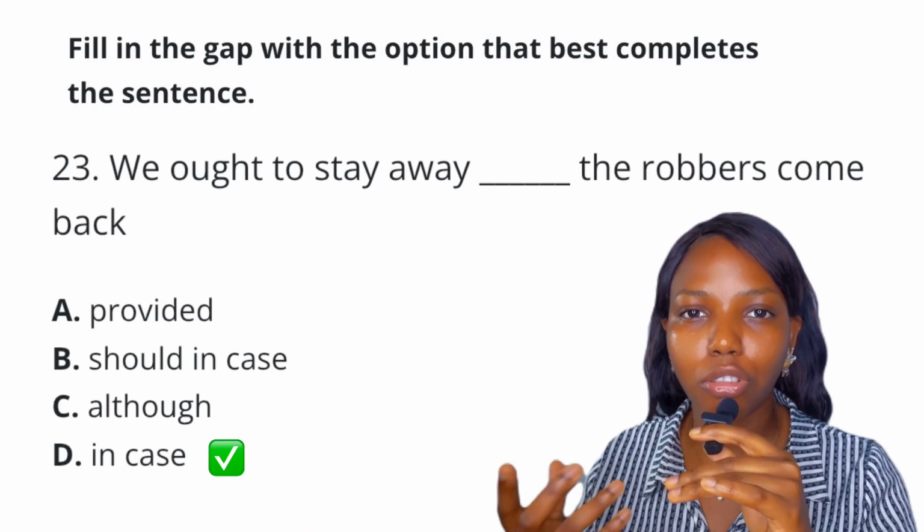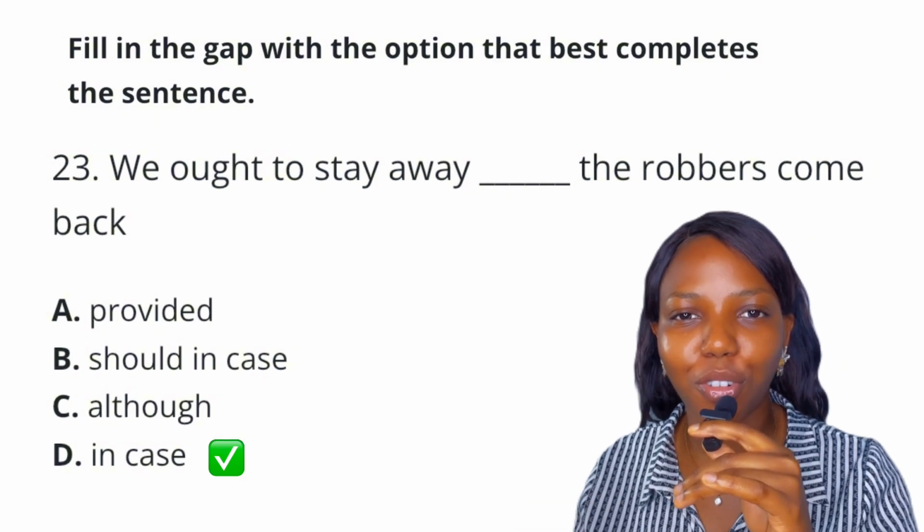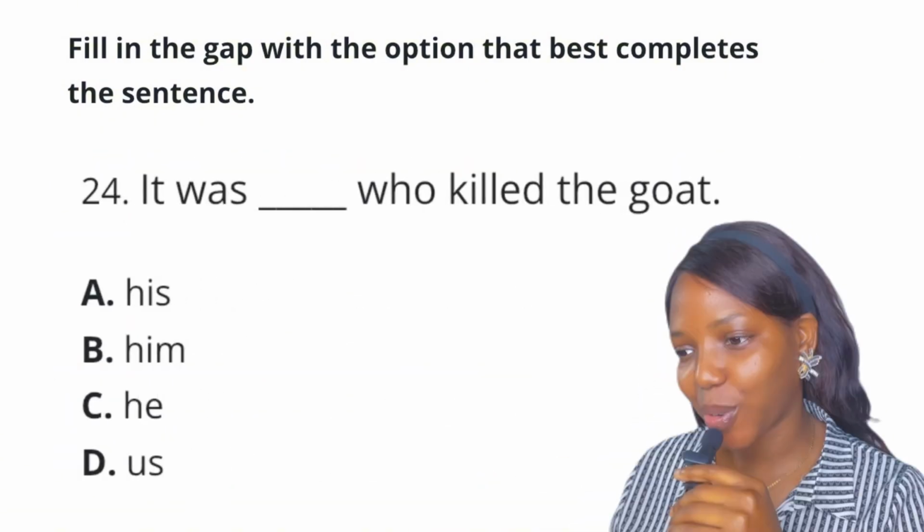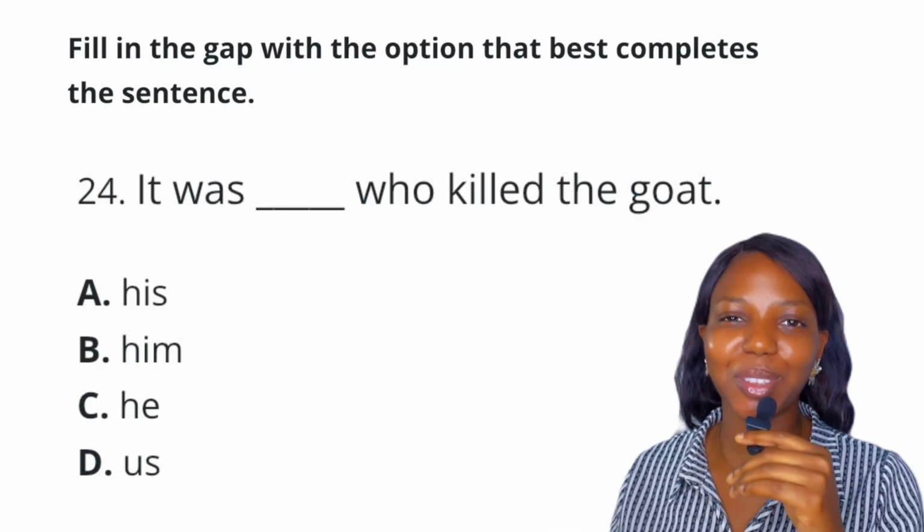Okay, we can't say although because it means in spite of. So the final answer to this question is in case. Question 4. It was Dash who killed the goat.